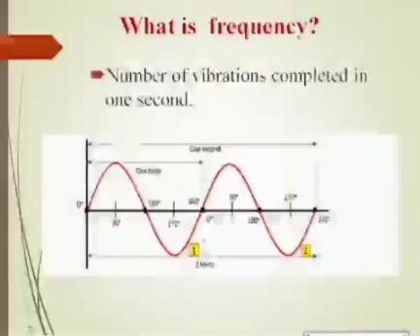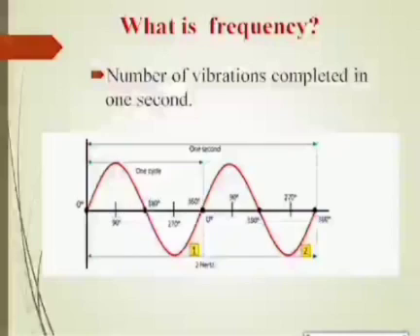Now, the next term that we are going to discuss here is frequency. Frequency is basically how many times a vibrating body vibrates about its mean position in 1 second. Let's suppose a body completes one vibration about its mean position in 1 second, then the frequency of the body will be 1 Hertz. Here, Hertz is the unit of frequency.